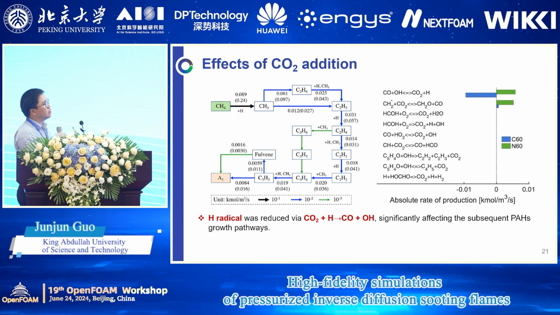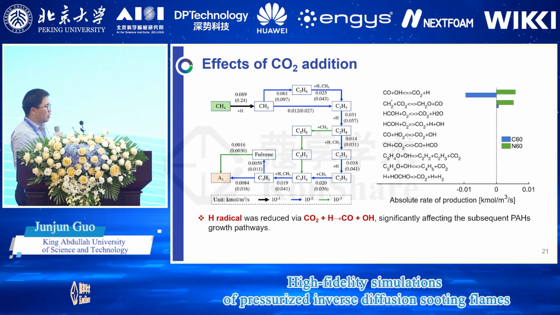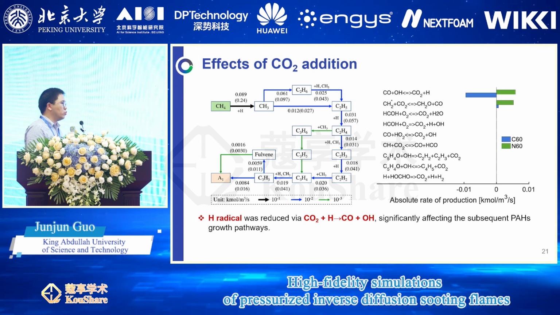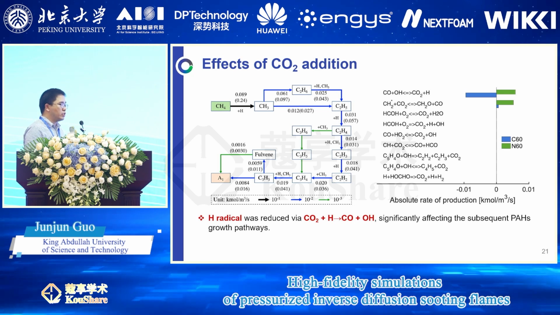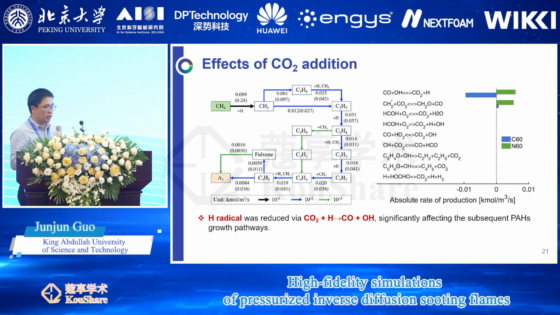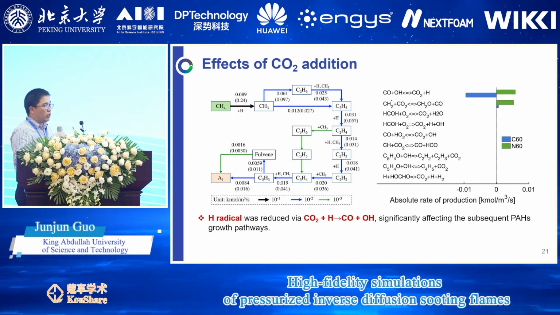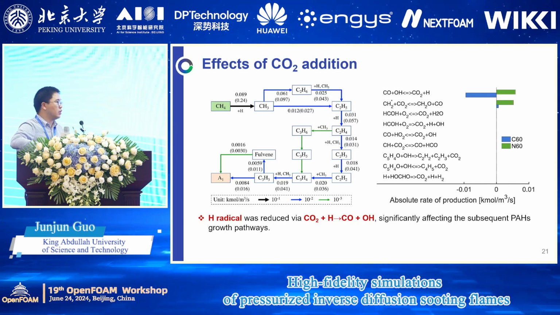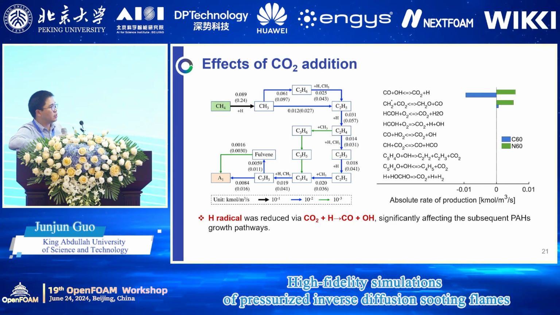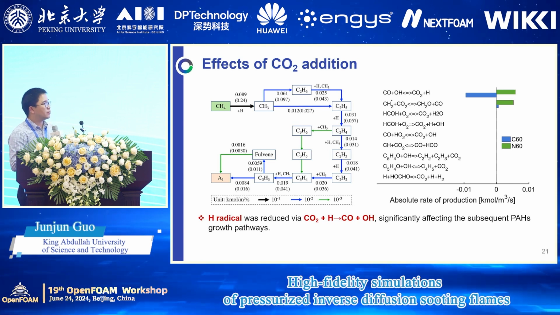We found the reaction of CO2 plus H to form CO and OH. So once you add CO2, the H radical is consumed by CO2. That's why when you add CO2, you reduce the radical, and then you reduce the PAH. Finally, you get less soot. So this is the reason.